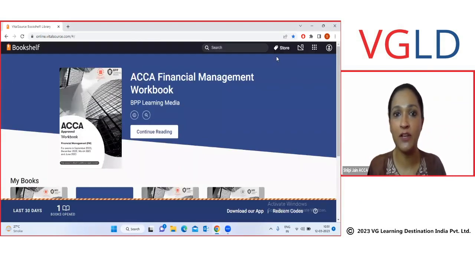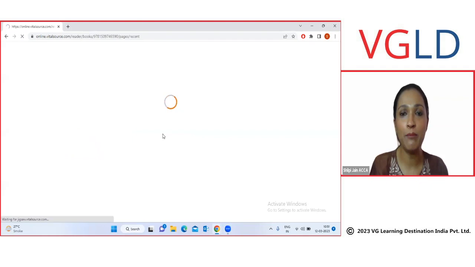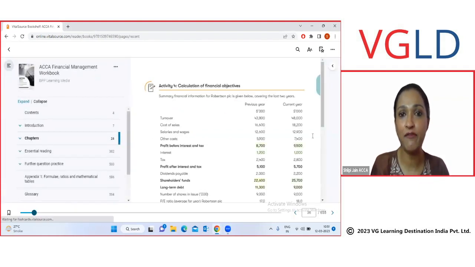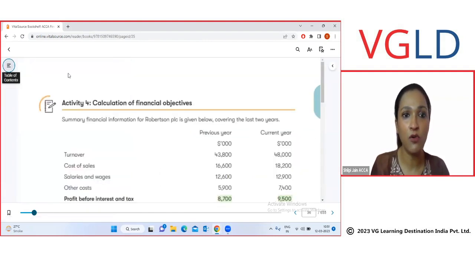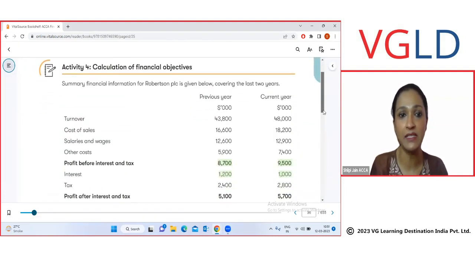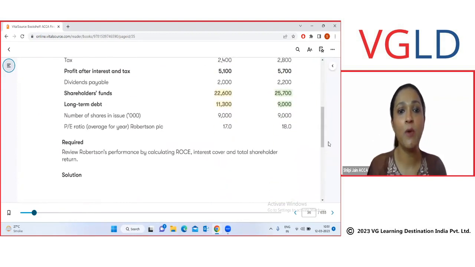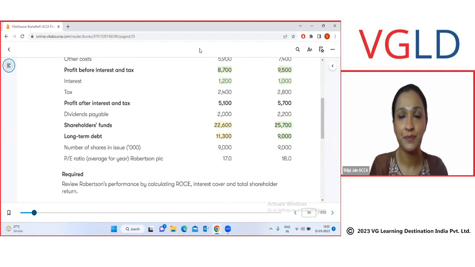I hope you've all done your homework. So quickly submit your answers in the chat box. Activity 4, the one on the screen, was your homework. So quickly pour in your answers, please. You were required to calculate return on capital employed, interest cover, as well as total shareholder return. So quickly pour in your answers in the chat box. I am waiting for your answers. Once I get the answers, then I will start to do the answers with you together. So quickly.